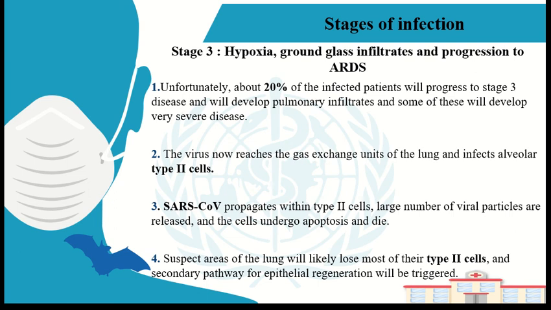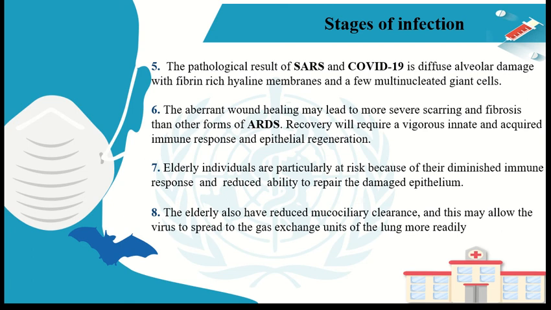Then SARS-CoV-2 propagates within type 2 cells, and a large number of viral particles are released, and the cells undergo apoptosis and die. Affected areas of the lung will likely lose most of their type 2 cells, and secondary pathways for epithelial regeneration will be triggered. The pathological result of SARS and COVID-19 is diffuse alveolar damage with fibrin-rich hyaline membranes and a few multinucleated giant cells, and the aberrant wound healing may lead to more severe scarring and fibrosis than other forms of ARDS.